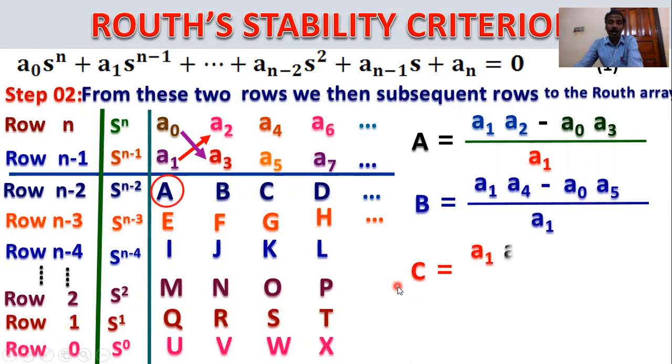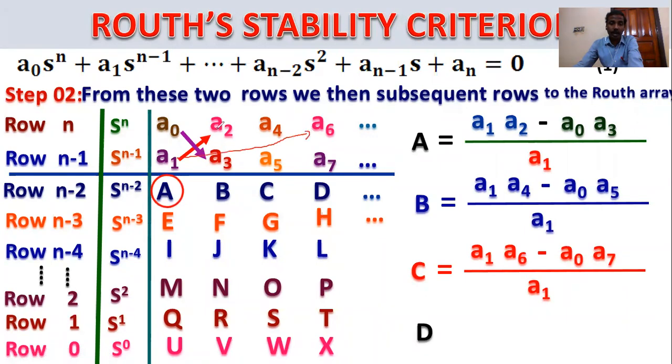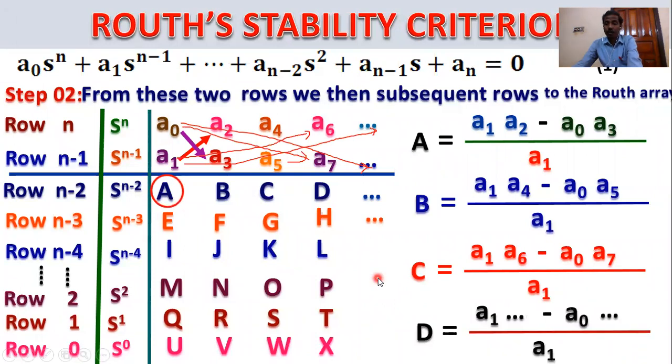Similarly, C equals what? C equals A1 A6 minus A0 A7 by A1. And D equals what? D equals A1 into dot, dot, dot, this value, minus A0 into dot, dot, dot, or 0, divided by A1. So this is A1 dot, dot, dot, minus A0 dot, dot, dot by A1. And A, B, C, D are complete.